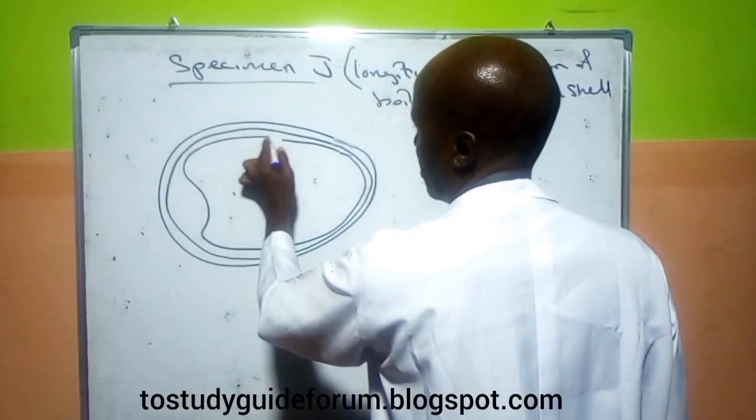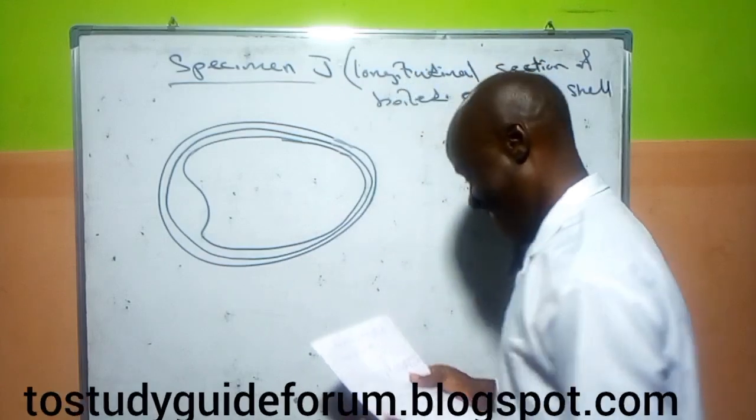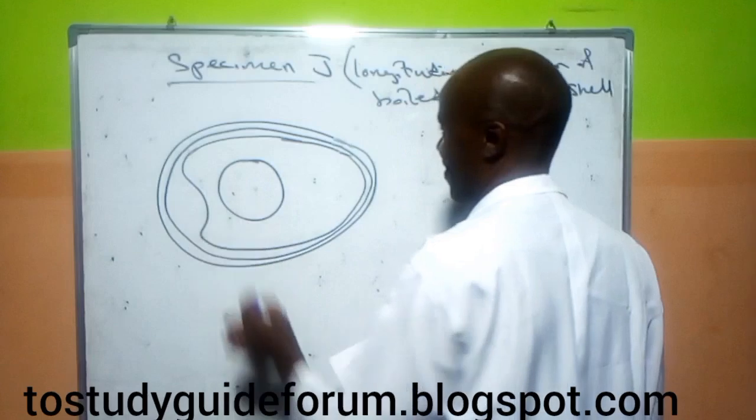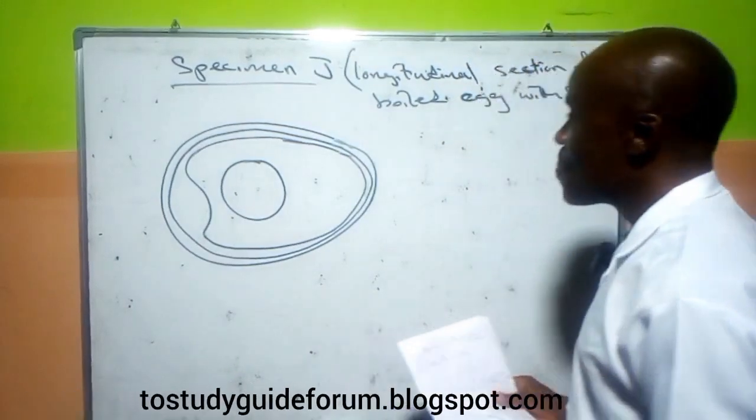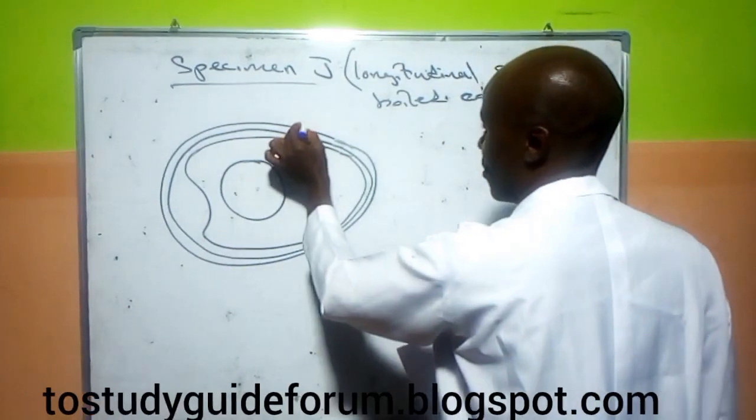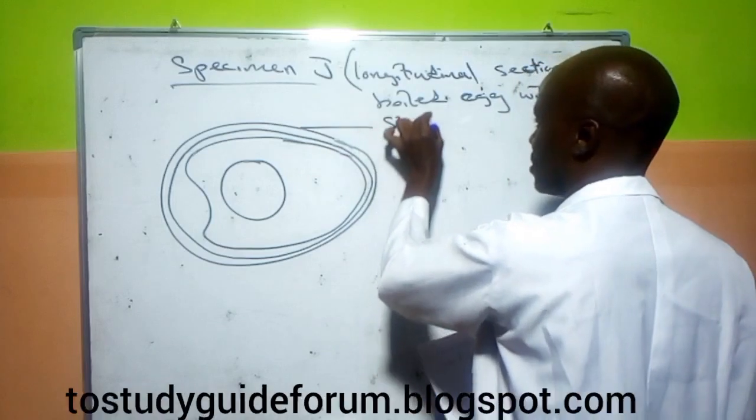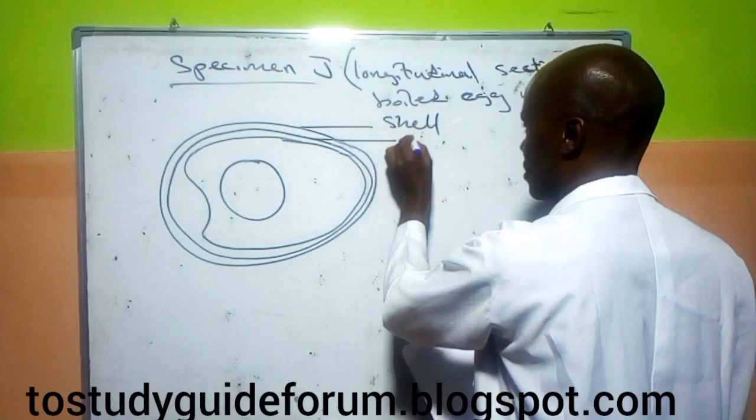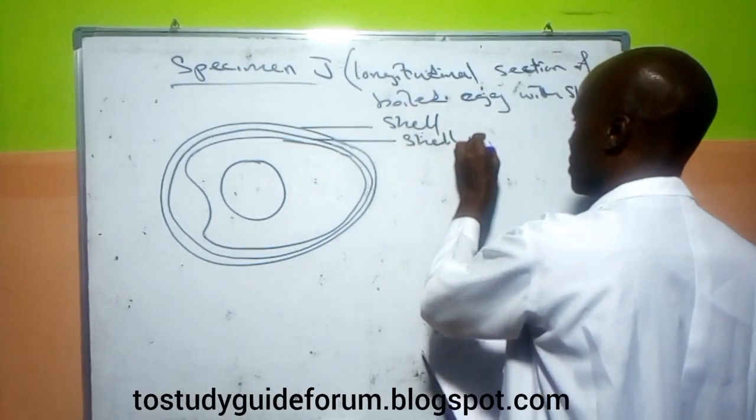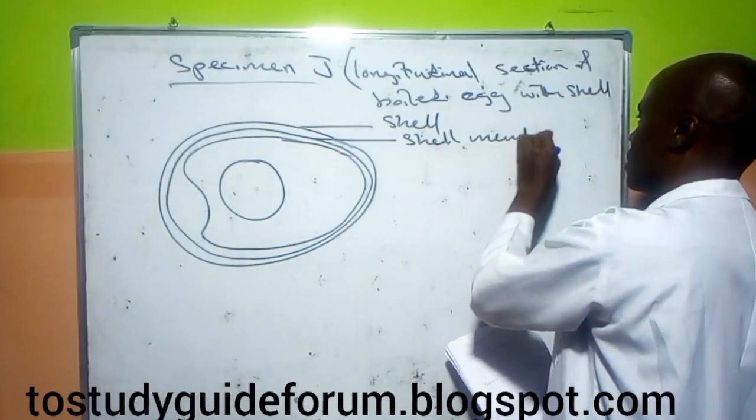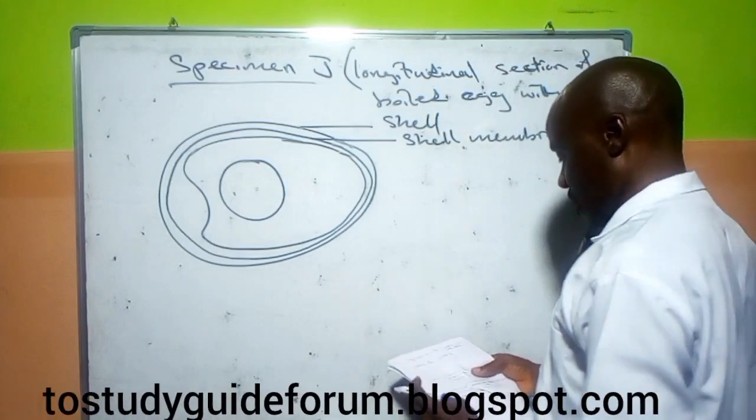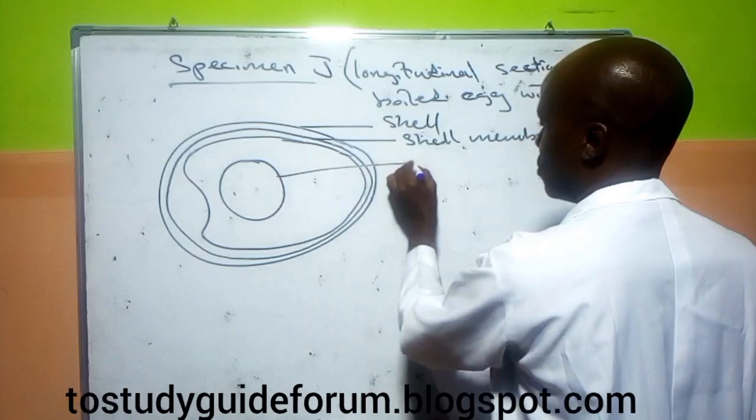My drawing is wonderful. This is the yolk. So now remember the shell is intact. Then this place is the shell. And then after the shell, you have what we call the shell membrane. And then the next one, I have the yolk. This is the yolk.